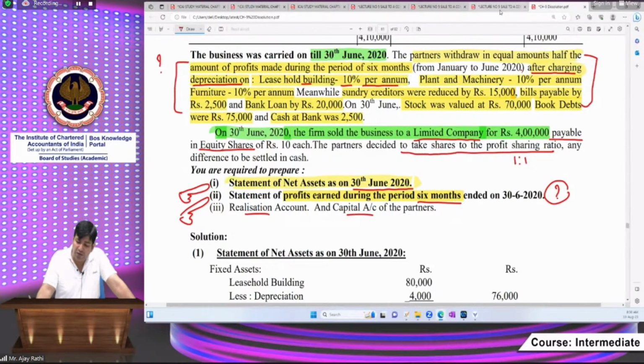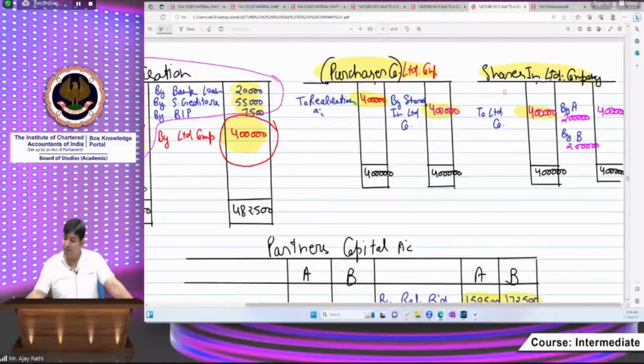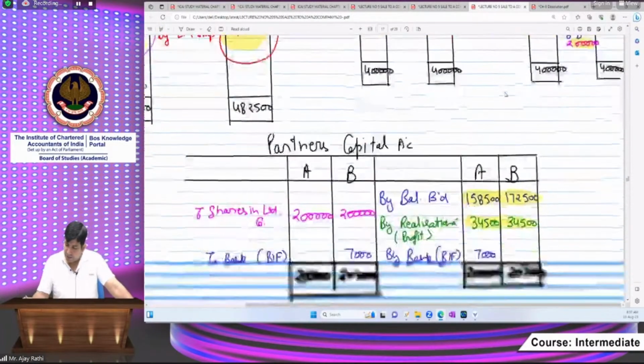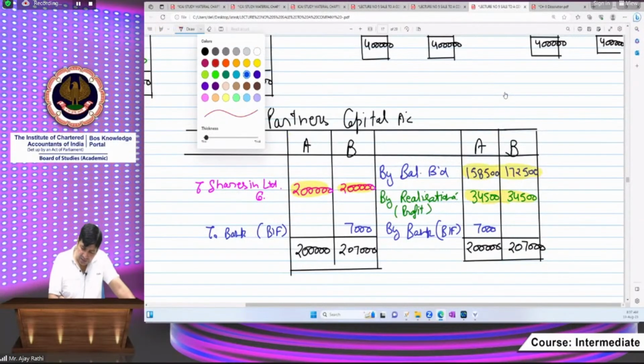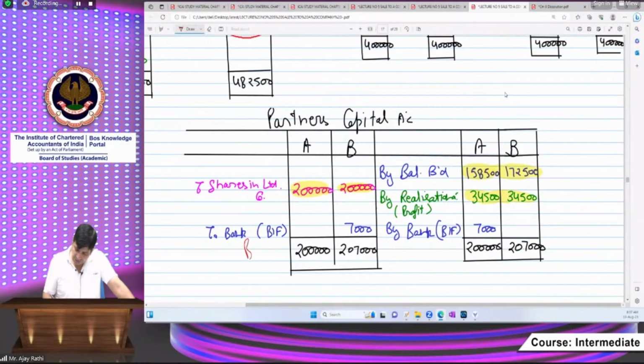It means 4 lakh rupees has to be distributed equally. So beta, partners are being distributed equally, 2 lakh and 2 lakh. Beta, in the partners capital account, you shall be doing the same thing to shares in that company, and definitely, beta, difference will be there to be settled in cash. That is the balancing figure. Either bring cash or take cash.